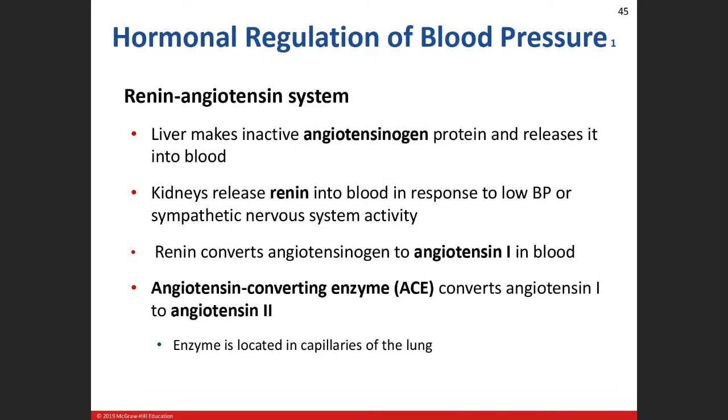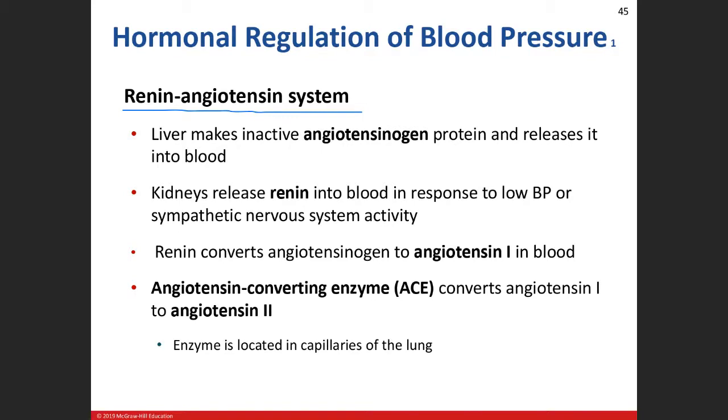So let's start off with the renin-angiotensin system. This is a cool system. We'll talk about it a little bit later on too when we get into the kidneys, into the urinary system. But for right now, believe it or not, I haven't talked about this, but the organ that plays a really huge role in blood pressure regulation are the kidneys. We'll talk about it more when we get into the kidneys, but keep that in mind.